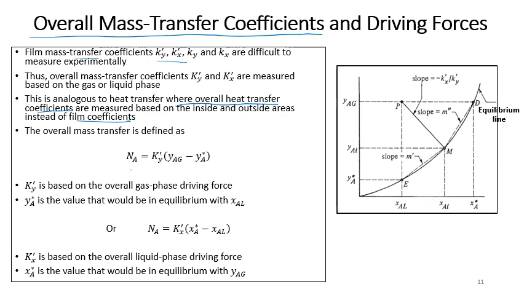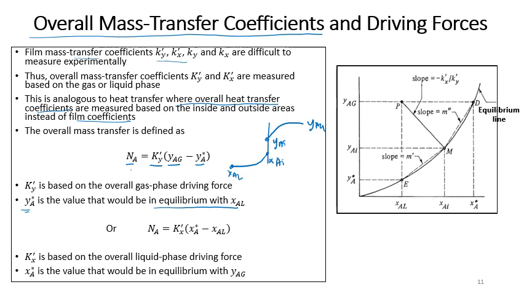So in terms of overall mass transfer coefficient, the flux NA is defined, in terms of gas phase, as NA equals capital K Y prime times YAG minus YA star. So here you don't use the interface concentration anymore. Just to recap, YAG, and then you have the interface concentration here, YAI. You don't use the interface concentration anymore, but instead you use star. So what is the notation for star? YA star would be the value that would be in equilibrium with XAL.